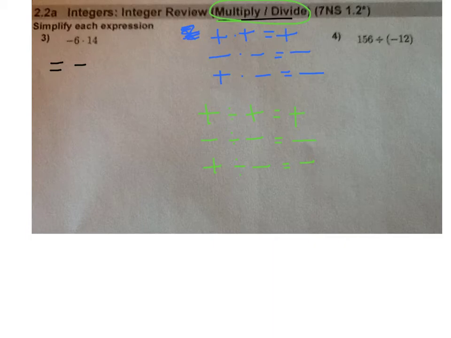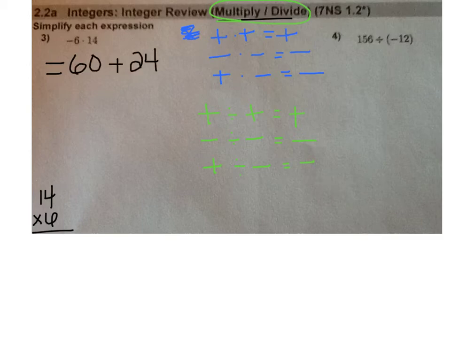Remember, we can do our traditional 14 times 6 math, or I could do it using that method that I taught you, the area model. So I'm actually going to model it with the area model, and I'm going to say that we have 6 times 10, which is 60, and I'm adding it to 6 times 4, which is 24, and my answer is 84, but because it was a negative times a positive, I have to throw in that negative.